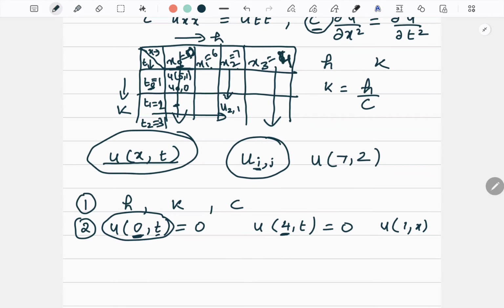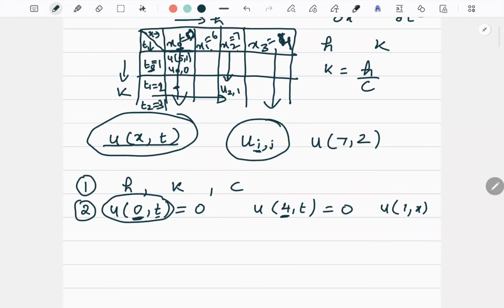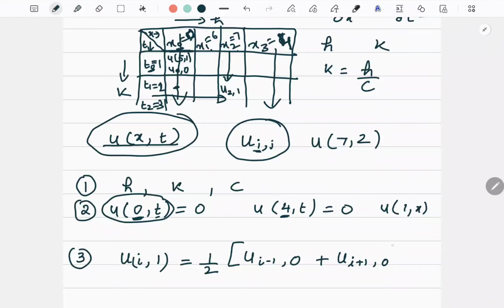Always first finish the question and then write down the formulas. Now I will be applying two formulas. First formula is u(i, 1). Now this is a position I am talking about. So when i is changing, means where x values are changing, columns, and t is the same, then 1 by 2 of u(i-1, 0) plus u(i+1, 0). This is the first formula. How to apply it, don't worry, I will teach you that.